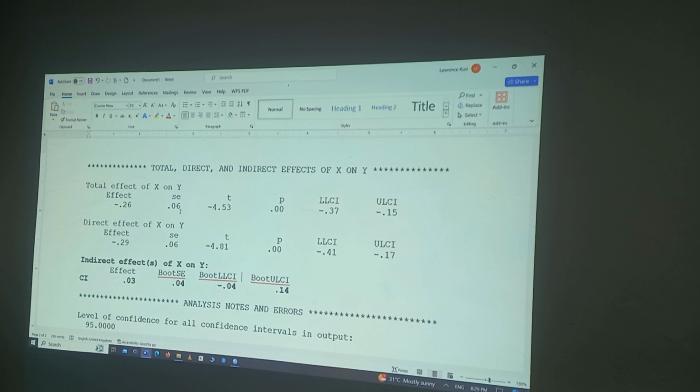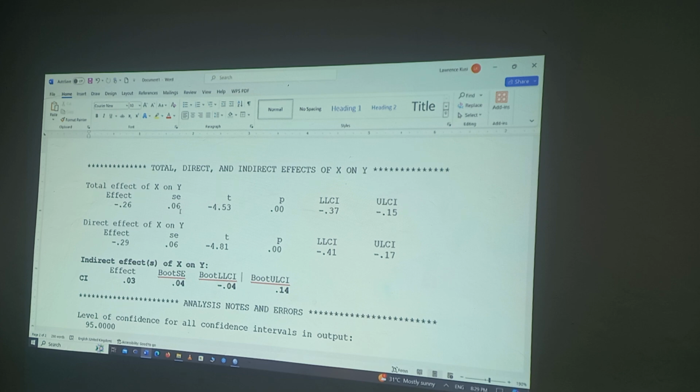If it is full mediation, it means that the direct effect or the direct contribution is significant. But when you include the mediator, it becomes what? Insignificant. And we can conclude that that is a full mediation. So this is how we evaluate the mediation effect.